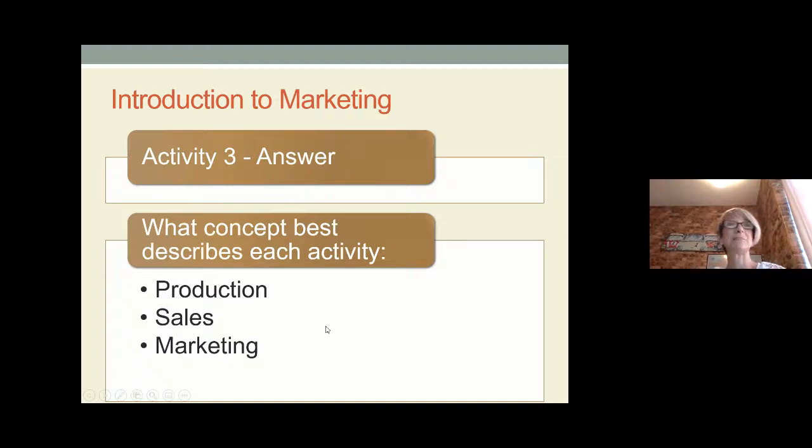Okay, so here's the answer. See how well you did. So the first one was production concept, the second one was the sales concept, and the third one was the marketing concept.